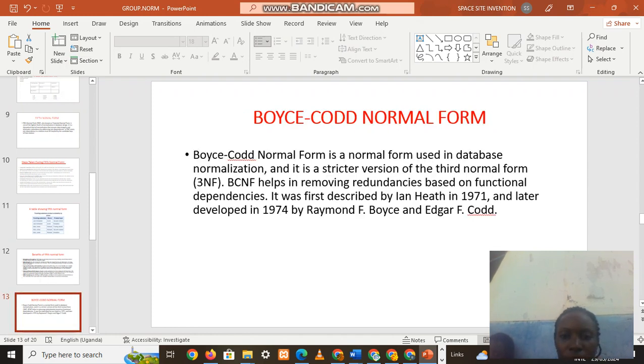Let's see the Boyce-Codd normal form. Boyce-Codd normal form is a normal form used in database normalization, and it is a stricter version of the third normal form. Boyce-Codd normal form helps in removing redundancies based on functional dependencies. It was first described by Ian Heath in 1971 and later developed in 1974 by Raymond F. Boyce and Edgar F. Codd.